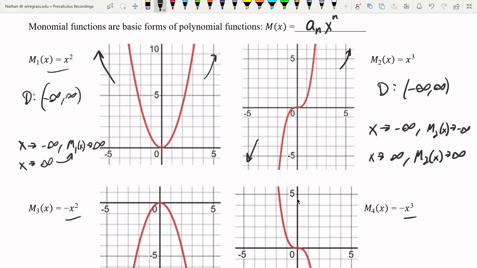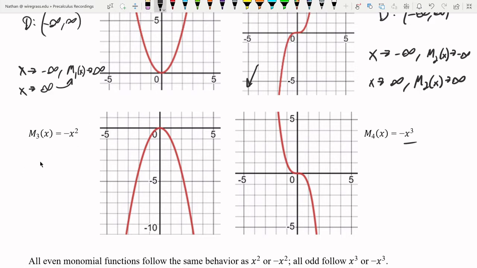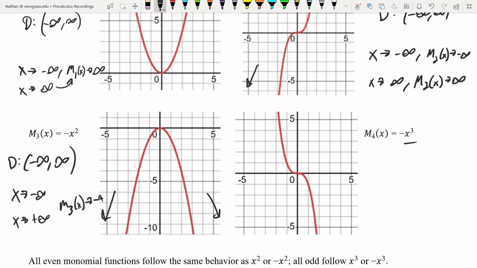Okay, now negative x squared, negative x cubed, we know from function transformation that really all this is doing is flipping the function vertically, which means that the domain's not changing, because you can still square any number and then give it a negative sign. But now the end behavior flips. It goes down and down. So we have, as x goes to negative infinity, and as x goes to positive infinity, m3 of x goes to negative infinity. So the end behavior is the same for both sides.